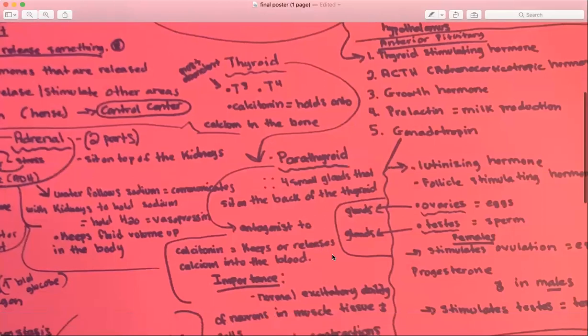And their job is that they are the antagonist to calcitonin. So we know that calcitonin is in your thyroid gland up here, and it holds onto calcium in the bone, which sounds very normal, right? Because we have calcium in our bones.